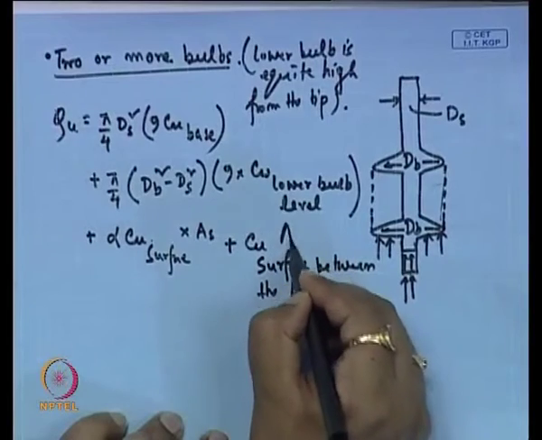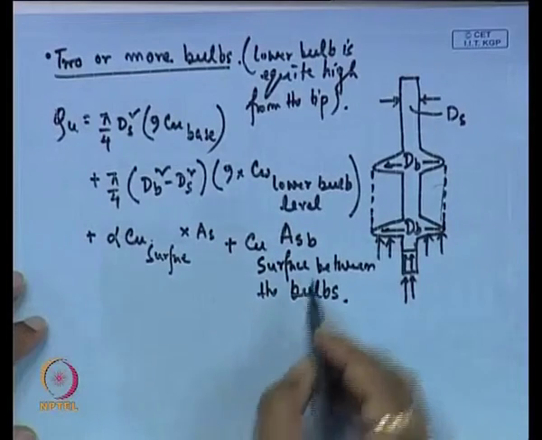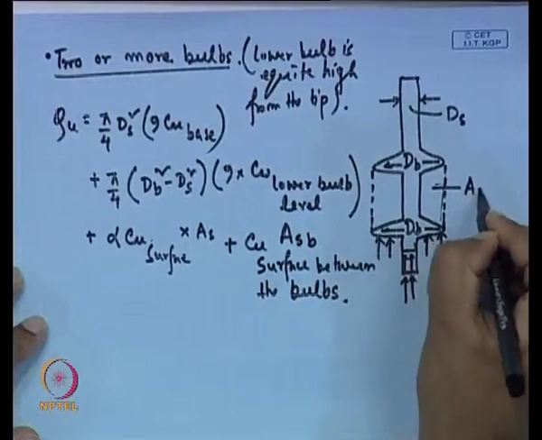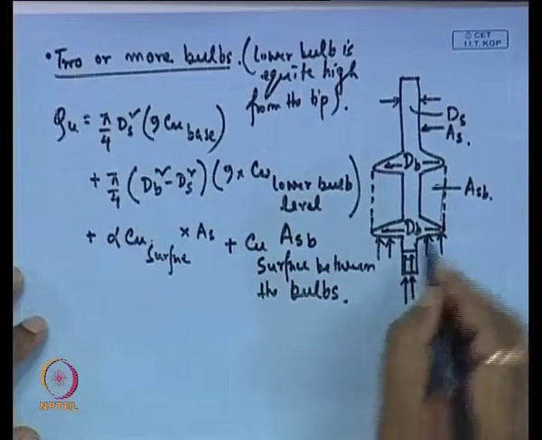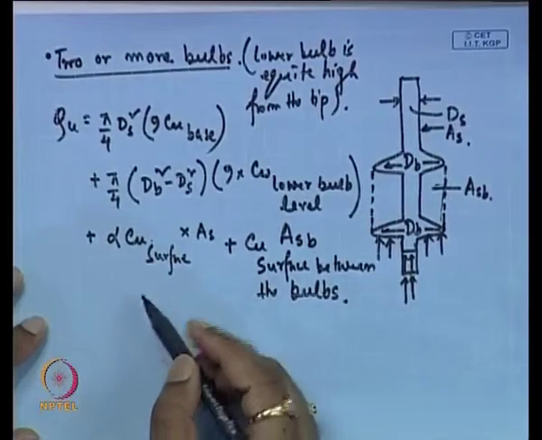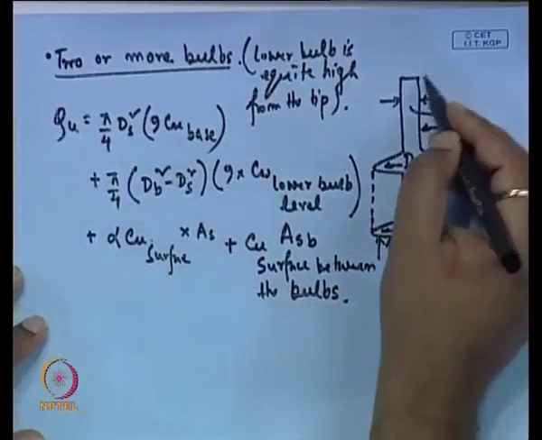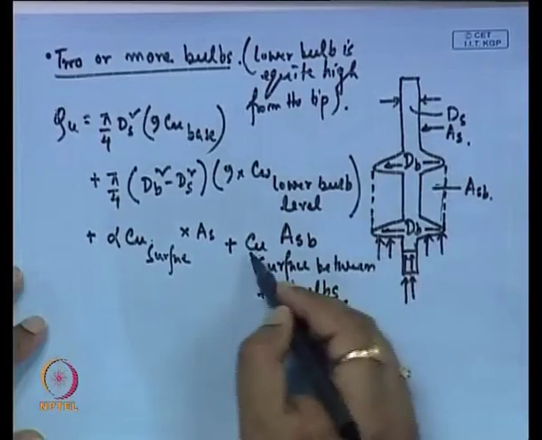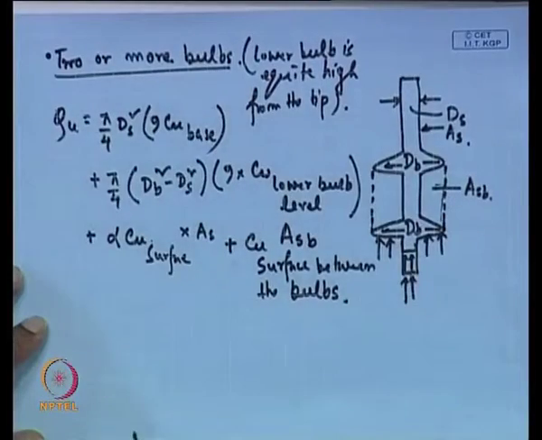Then you will get the surface area ASB between the bulbs. This one is ASB, here this is AS, this is the base and this one the enlarged portion. Again, when we calculate the Cu dash, we take the average coefficient during this shaft, and the average coefficient for ASB during the Cu, the surface between the two bulbs. Here this is the average coefficient in this region.